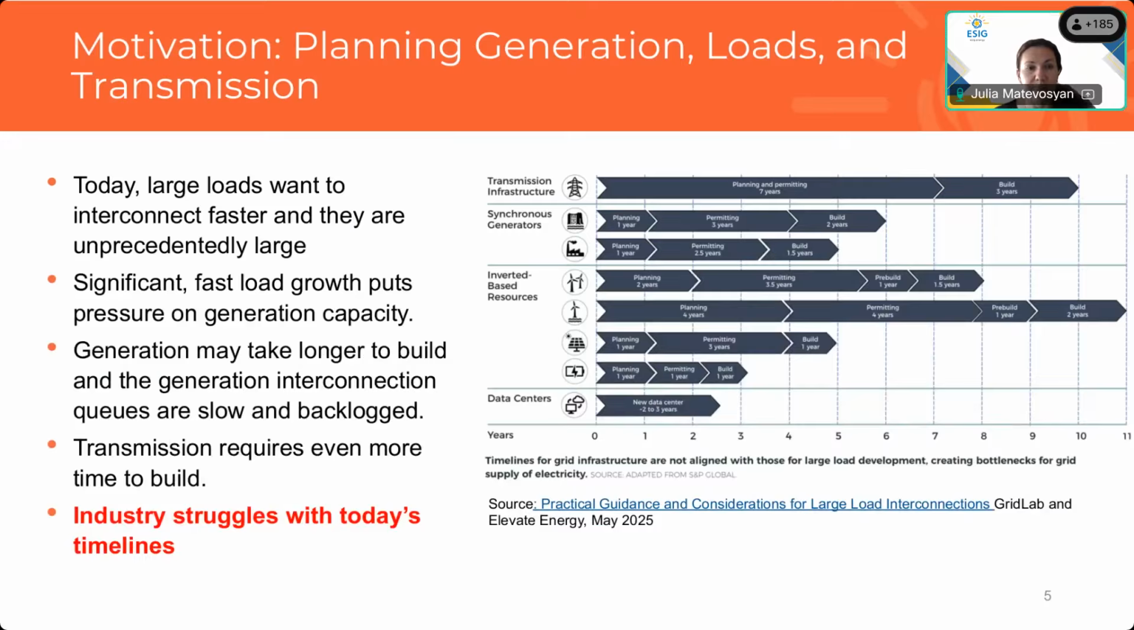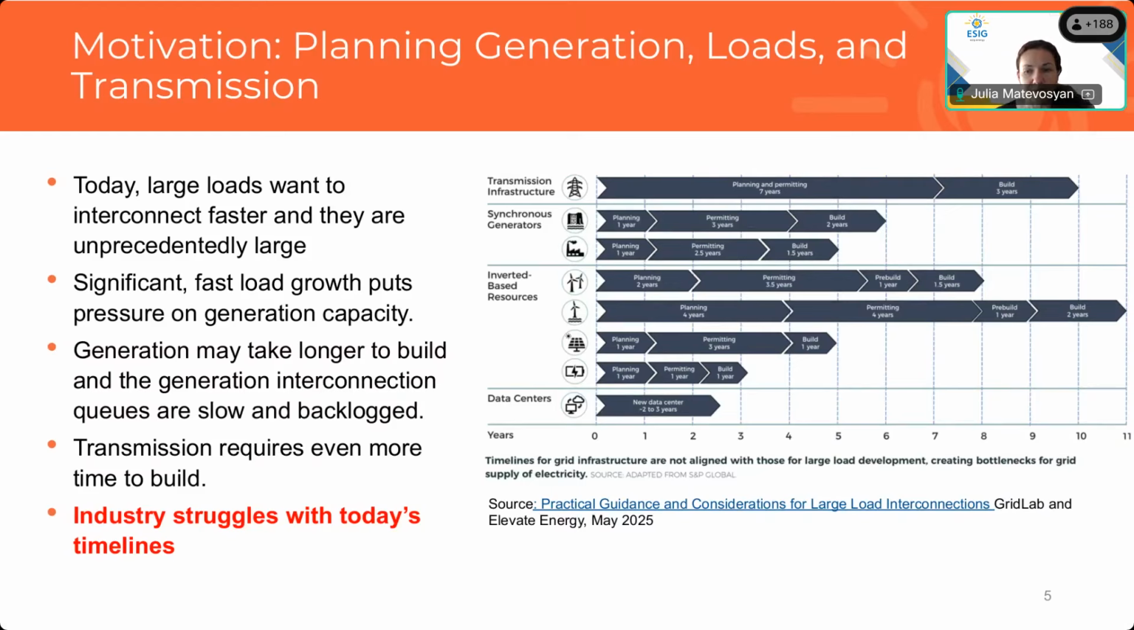Another thing is that large loads today are seeking to connect very quickly. Maybe it's 1 to 2 years to develop a large load site, whereas significant load growth is putting strain on generation capacity and transmission capacity development. Here you can see the plot on the right-hand side from Elevate and Grid Lab work showing how long it takes to develop a large load site versus how long it takes to develop generation and transmission infrastructure. You can see there is a misalignment between how fast loads want to connect versus how fast industry can keep up with that.